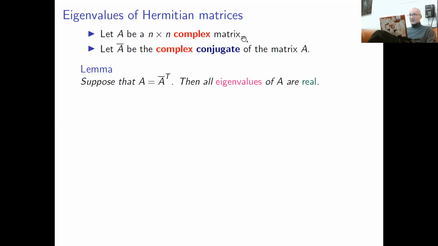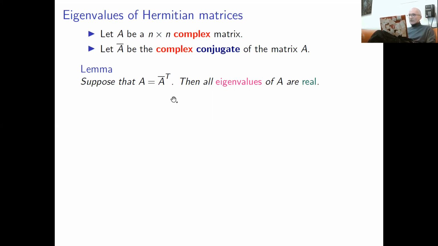You fix an n times n complex matrix, and you denote by A bar the complex conjugate of the matrix A. It's basically the same matrix A, but for all entries of the matrix A, you take the complex conjugate. Let me recall, the complex conjugate of the complex number a plus bi is the complex number a minus bi. If you forget about this, please take a look at the lecture notes: what are complex numbers and what are complex conjugates.